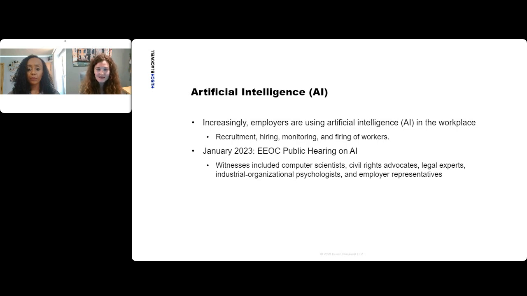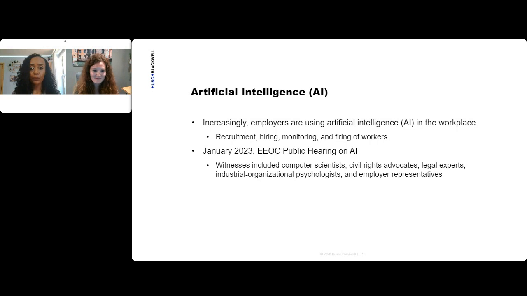So part of the reason the EEOC is focusing on this is that increasingly employers are using artificial intelligence in the workplace, everywhere from recruitment to hiring to monitoring employees' progress, and then ultimately in the termination process. So we're getting a little bit of indication that this specific issue is a priority based on a public hearing the EEOC conducted in January of this year. They brought in witnesses from computer scientists to labor advocates to psychologists, and these concepts that were discussed in the abstract are actually showing up in cases now.